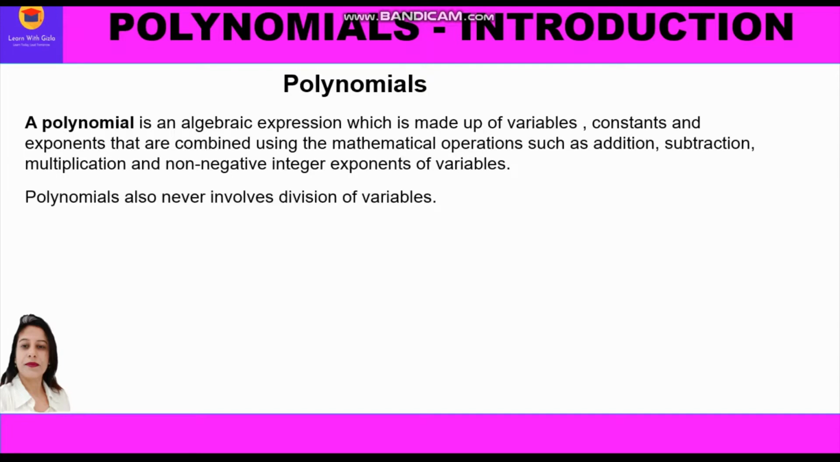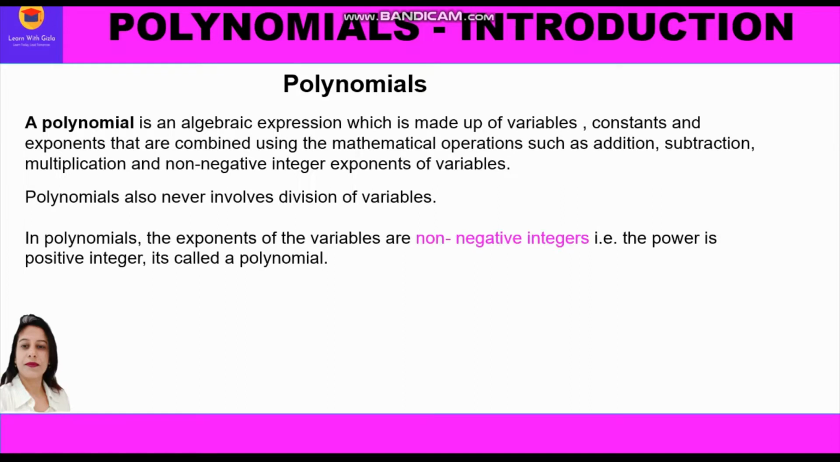Polynomials never involve division of variables. That means division of variables is not involved in polynomials. We use only three mathematical operations, that is addition, subtraction and multiplication. And then in a polynomial, the exponents of the variables are non-negative integers. That means the power of a variable is always a non-negative integer. So these are a few examples.